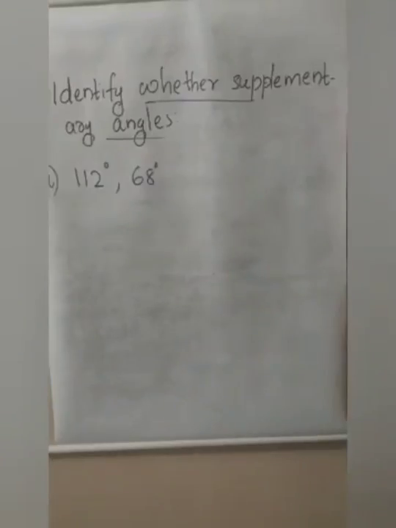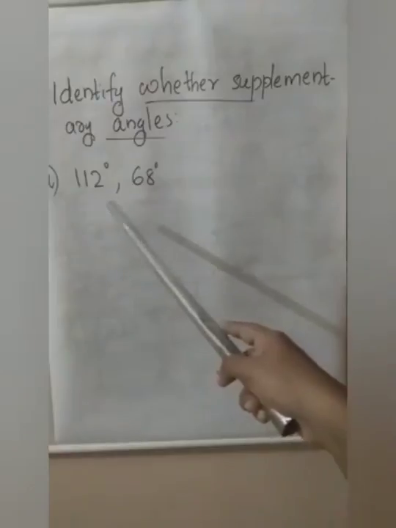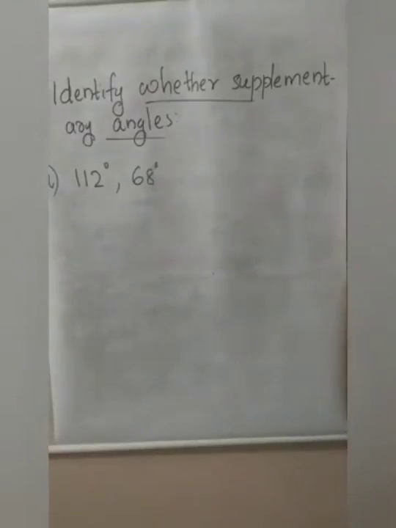Question: identify whether the pairs are supplementary angles. First pair, 102 degrees and 68 degrees. How can we say whether these angles are supplementary? What do we need to check? We can say these angles are supplementary if their sum is 180 degrees. So we can check whether their sum is 180 degrees.